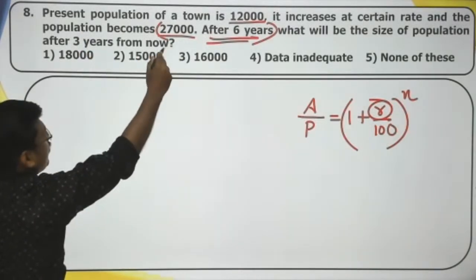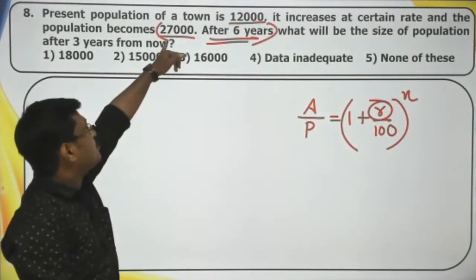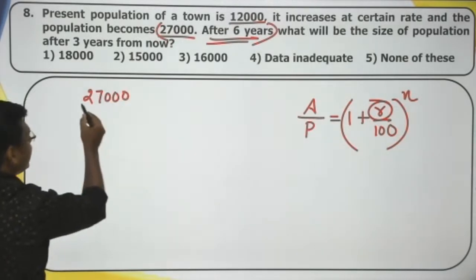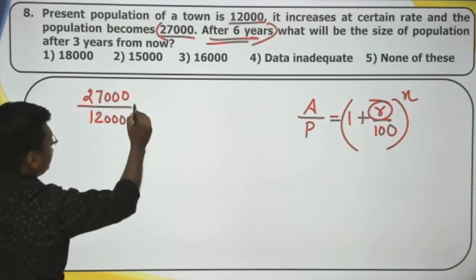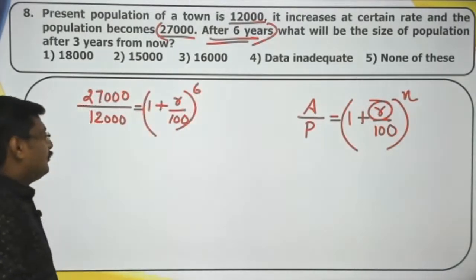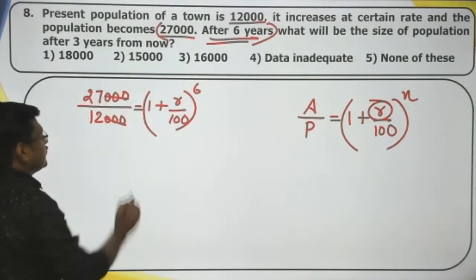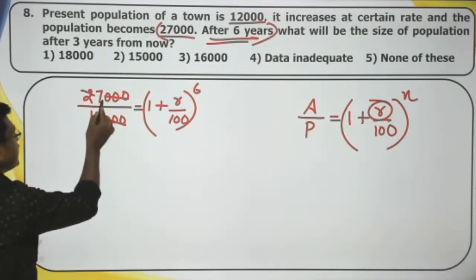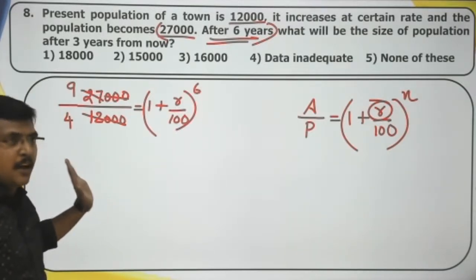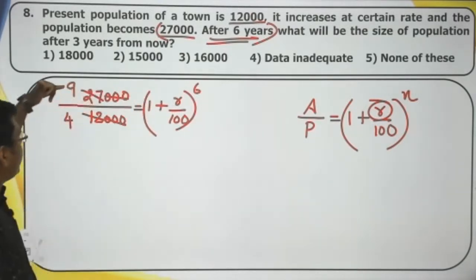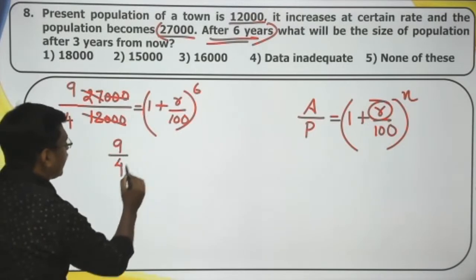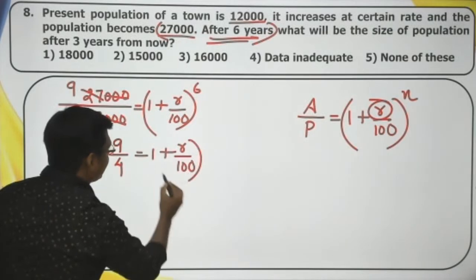The present population of a town is 12,000, means the principal, the initial value, was 12,000 and it changed to 27,000 in 6 years time. So it amounts to 27,000. I am writing 27,000 as amount, divided by principal 12,000, is equal to 1 plus R by 100 the whole raised to 6, since the rate is unknown. The ratio will be 27 and 12. On cancelling, 3 nines are 27 and 3 fours are 12. So 9 by 4 will be the amount to principal ratio for 6 years, 9 by 4 is equal to 1 plus R by 100 the whole raised to 6, correct?